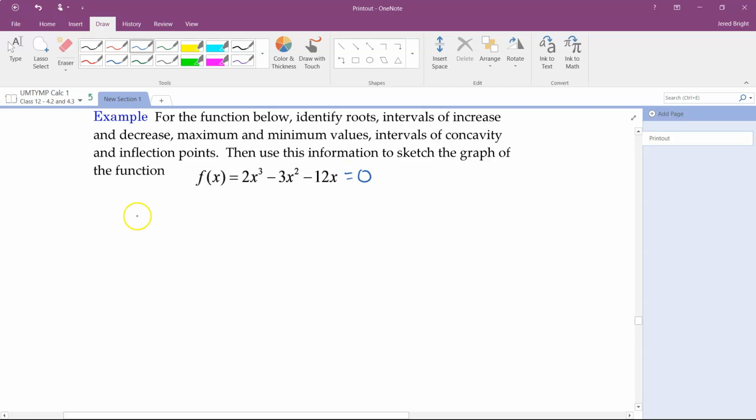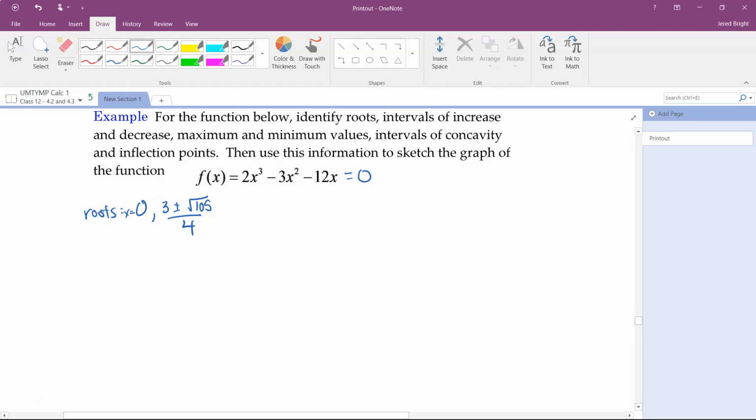And so I'm going to skip that math. But what you'd have to do is factor out an x, do the quadratic formula, and what you end up with are 0 and then 3 plus or minus square root of 105 all over 4. Okay, so those are the places where it would cross the x-axis.